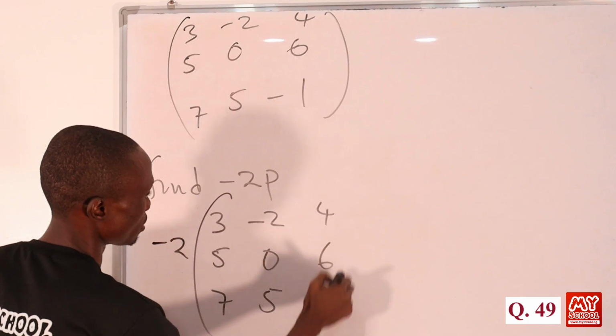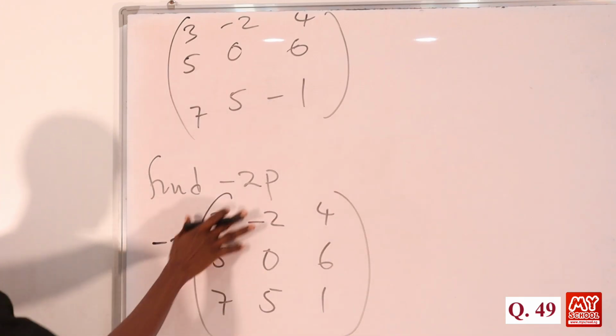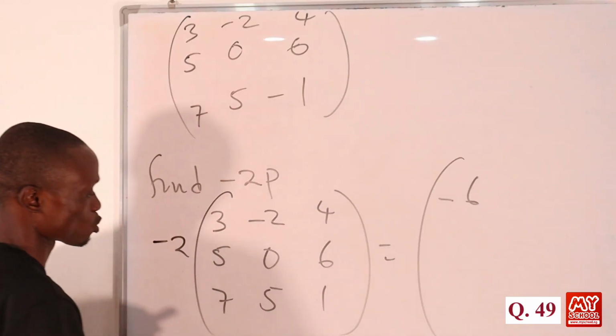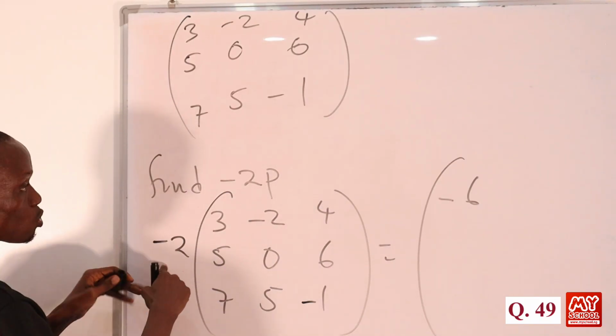So here is 6 and here is 1. So we are going to be multiplying these elements by minus 2. This is supposed to be minus 1. Okay, so let's continue with our multiplication.